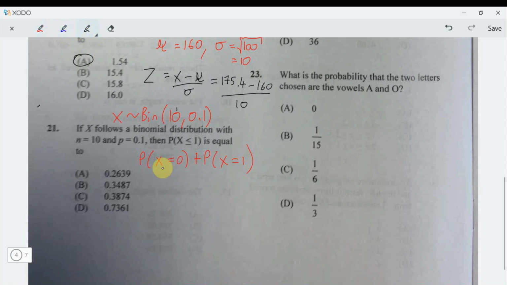Let's go ahead and work this out now. The probability x equals 0 is 10 choose 0 times 0.1 to the power 0 times 0.9 to the 10, plus 10 choose 1 times 0.1 to the 1 times 0.9 to the 9th power. I flipped it around here, I hope you were paying attention to that. This should have been to the 0 and this one to the 10th.